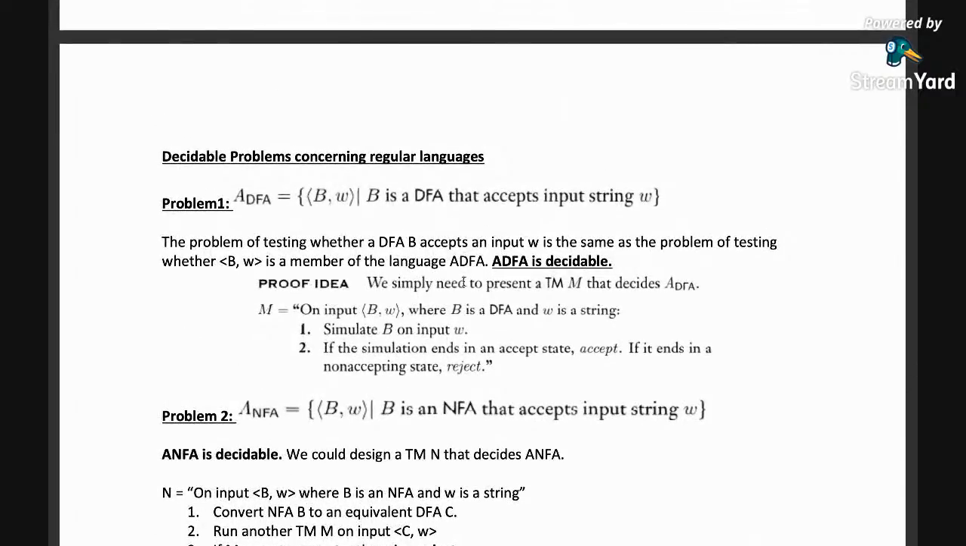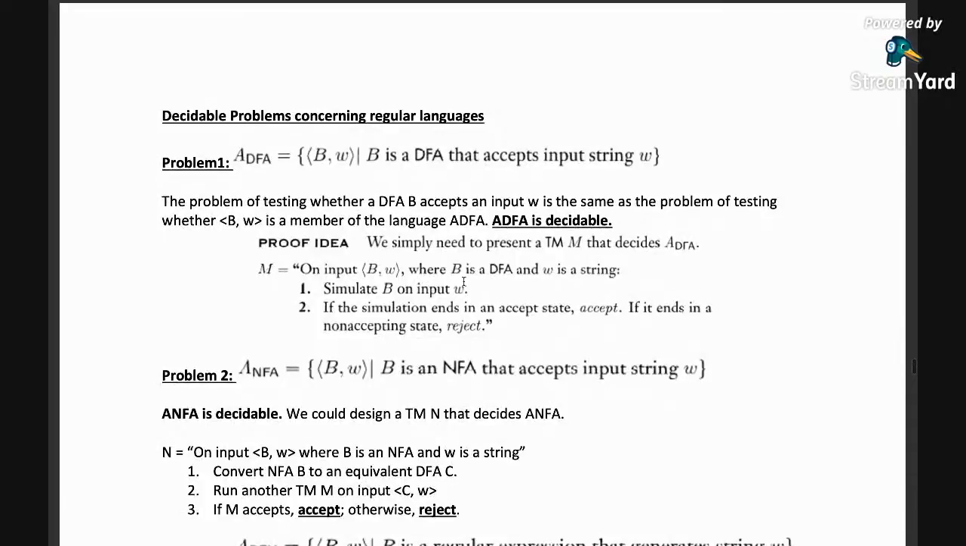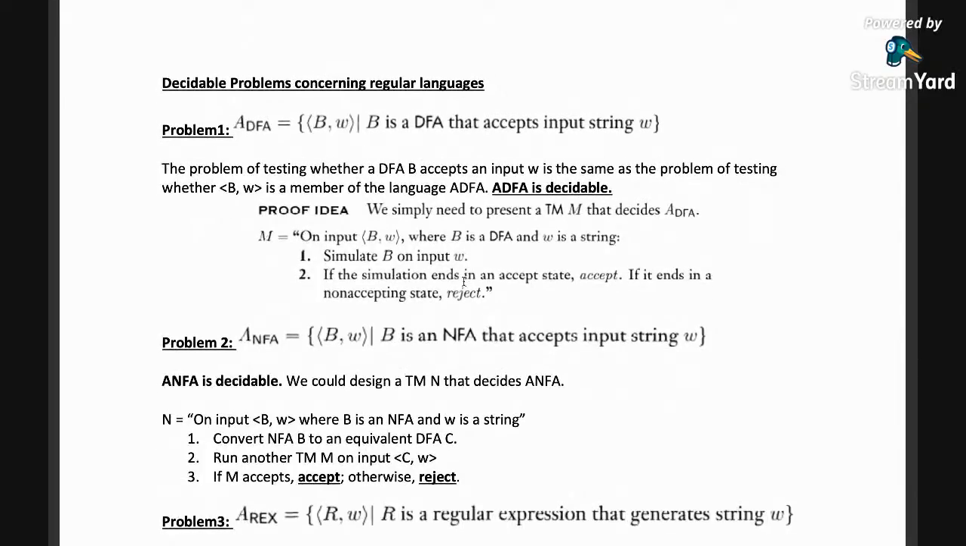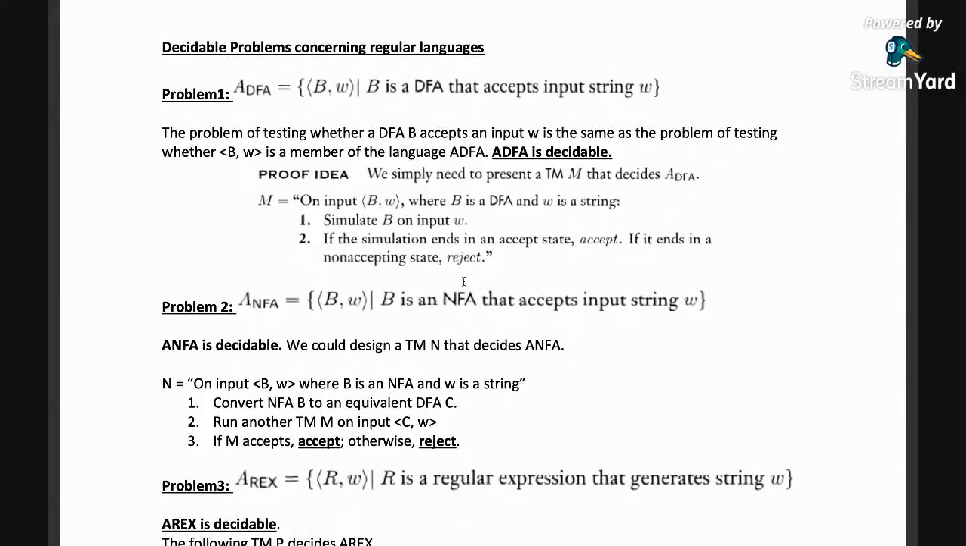Decidable problems concerning regular languages. A_DFA equals the set of pairs B and W where B is a DFA that accepts input string W. So it is decidable, we can easily do it. The problem of testing whether a DFA B accepts an input W is the same as the problem of testing whether W is a member of the language of B. The language A_DFA is decidable. We simply need to present a Turing machine that decides A_DFA.